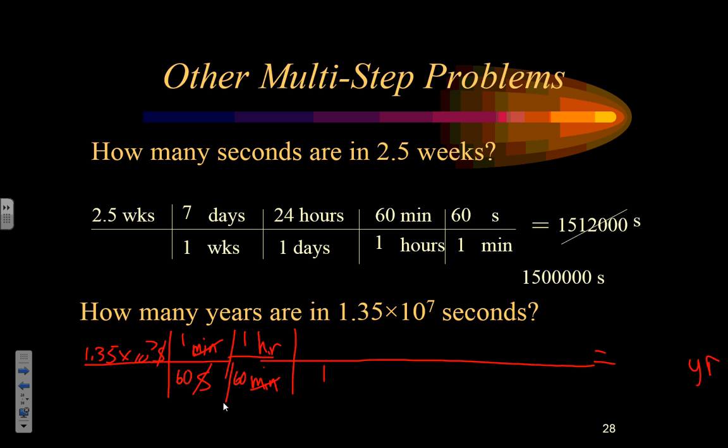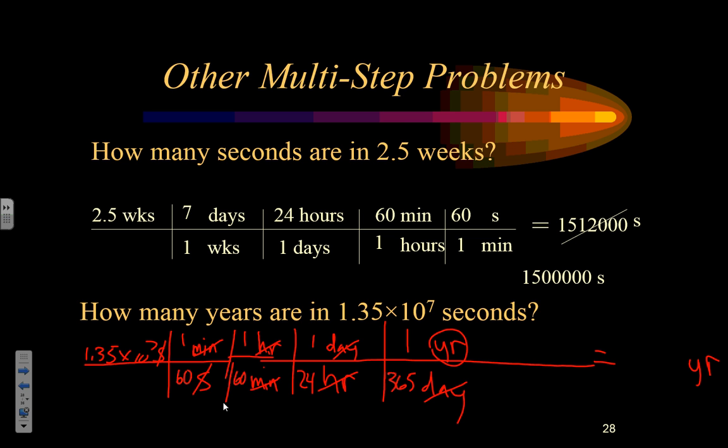Well, I don't want hours. I want years. So what do I know about hours? Well, I know how many hours are in 1 day. So I can go to days. 1 day is 24 hours. And now finally, I don't want days. I'm still trying to get to years, but I do know in a typical year, there are 365 days. So at this point, every single unit has canceled except for years, and it's on top like it's supposed to be.